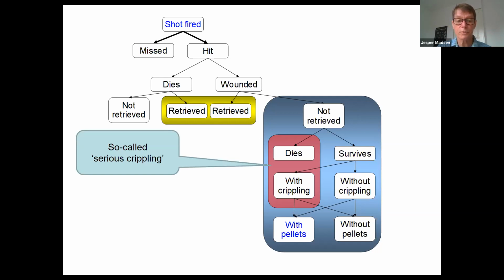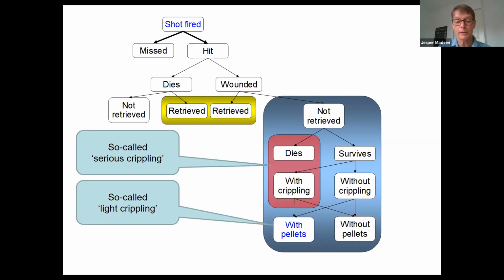So the segment of the non-retrieved wounded birds are so-called serious crippling when they are thought to die immediately after they have been hit, or in the short term afterwards, or in the longer term afterwards. So this is what we call serious crippling, when it has an impact on the likelihood that a bird will survive in the longer term. Then we also have the segment of light crippling, birds which are carrying pellets in the tissues, but may or may not be crippled. We can't be sure about that.